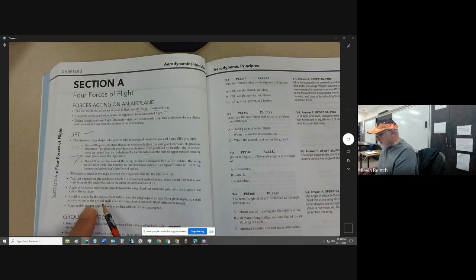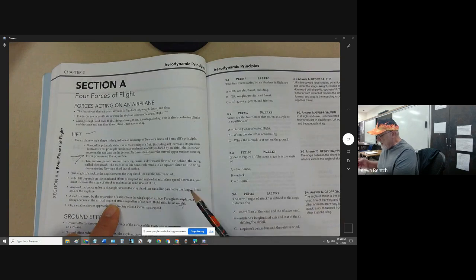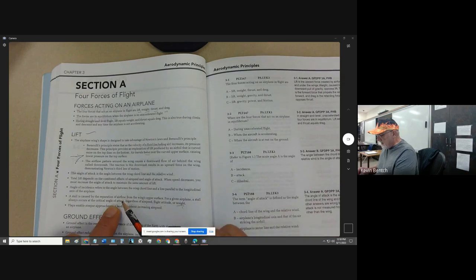A stall is caused by a separation of airflow from the wing's upper surface. For a given airplane, a stall always occurs at the critical angle of attack, regardless of airspeed, flight altitude, or weight. In other words, one of the questions has to do with weight and stalling. It's going to be the same. It occurs at the critical angle of attack.